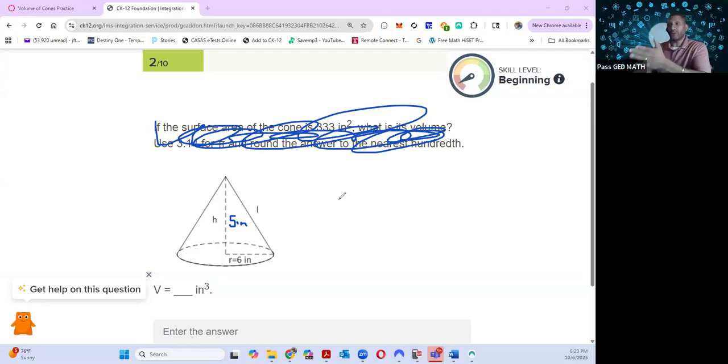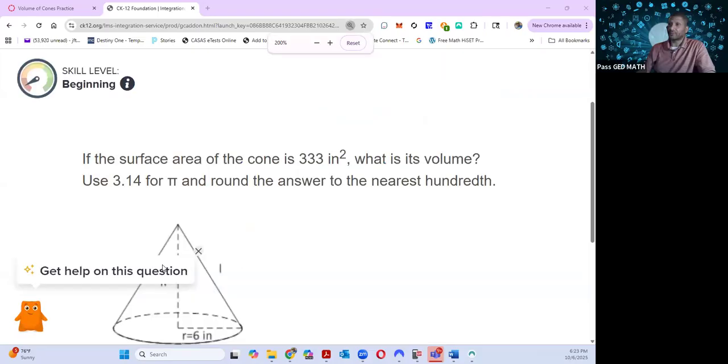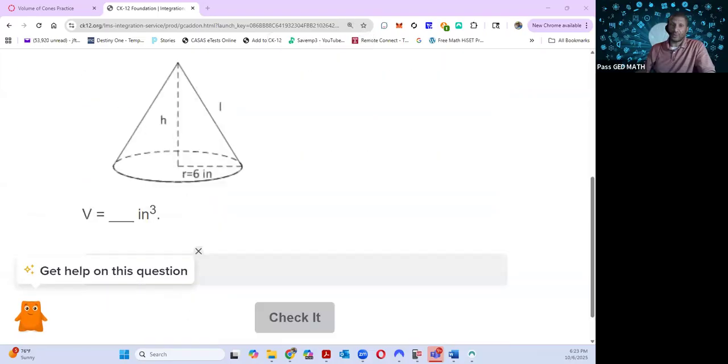So say, for example, we want to find the volume of this cone. First of all, identify your givens. If you look at this shape, let me make this bigger first. Let me clear all this out. Okay, and we said the height was 5 inches.